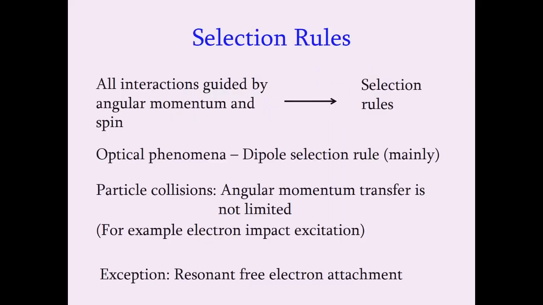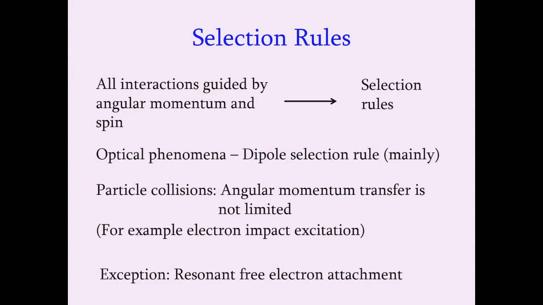As we know, all atomic phenomena are guided by angular momentum and spin conservation, which gives rise to specific selection rules. These are very well characterized in optical phenomena, which is dominated by the dipole selection rules. Any single photon absorption or emission has to have the angular momentum changed by one unit, corresponding to the angular momentum of the photon, and thus we get the dipole selection rules.